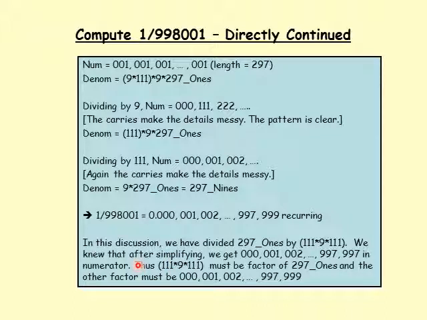This is thus 111 times 9 times 111, which must be a factor of the sequence of ones of length 297, and the other factor is 000, 001, 002, and so on. We pad with the zeros on the left to make sure the length is still 297.